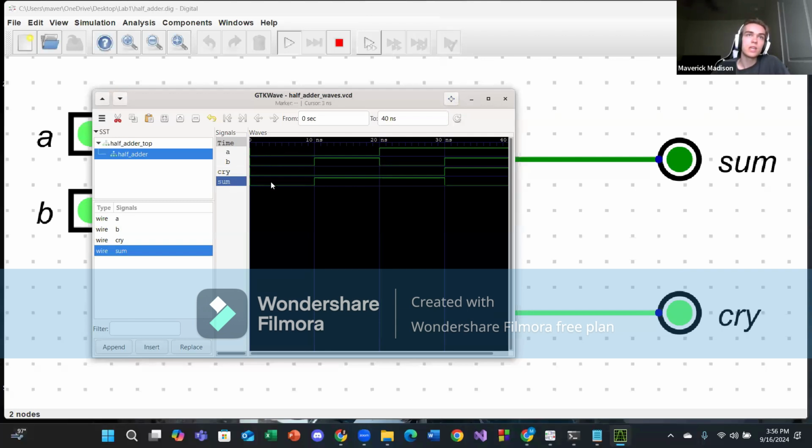So as we can see in GTKWave, with A being 0, B being 0, we have a carry of 0 and a sum of 0, similar to what we saw in Digital. With B being 1, A being 0, we have a sum of 1 and a carry of 0. Makes sense? A being 1, B being 0, we have a sum of 1 and a carry of 0. Again, one of the inputs is on, or 1, so we have a sum of 1. And when both A and B are 1, we have a carry of 1 and a sum of 0. So again, when both the inputs are 1, we will have a carry of 1, but a sum of 0.